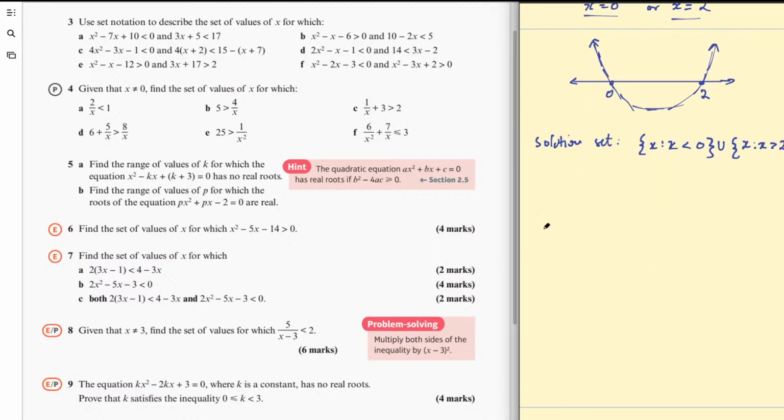Okay, let's have a go at F now. As always, I leave questions for you to do by yourself if you want that extra revision at some point. Okay, what can we do here? Again, we can multiply by x squared because that's always going to be a positive.